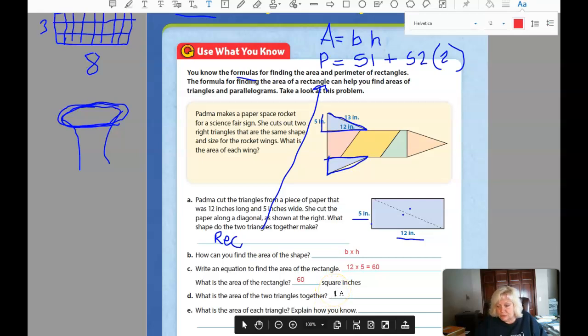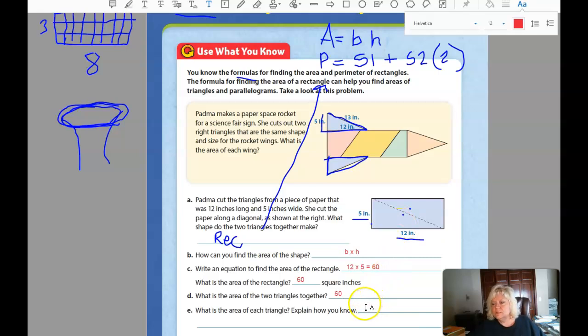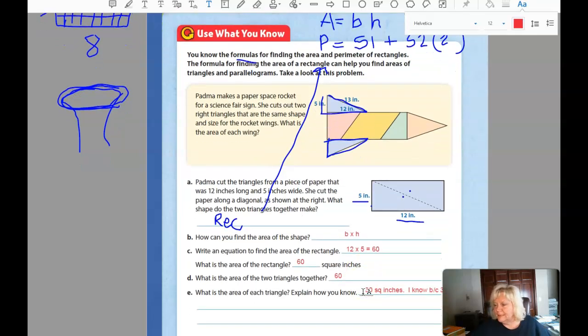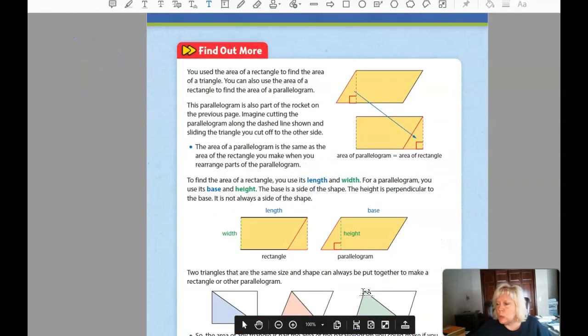Well, the two triangles together is 60. So what is the area of each triangle? Well, we would have to take that rectangle and divide it in half. So the area of each one of those would be 30 square inches. And then it says, how do you know? Well, I know because 30 plus 30 equals 60. All right, let's look at the next page.